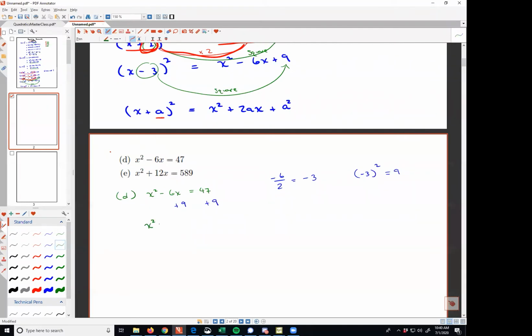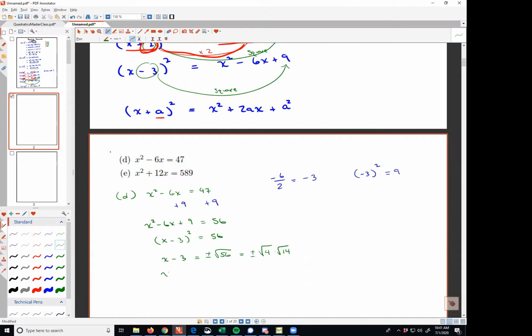That gives us x squared minus 6x plus 9, which is equal to 56. And the left-hand side is now the expansion. If we want to package this up into a perfect square, it's x minus 3 squared. And now we're ready to take the square root. Can we simplify the square root of 56? Yes. So 2 root 14.